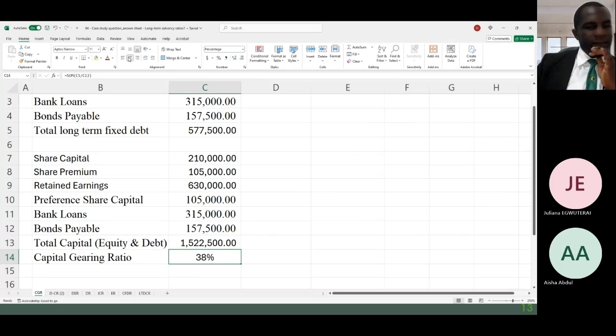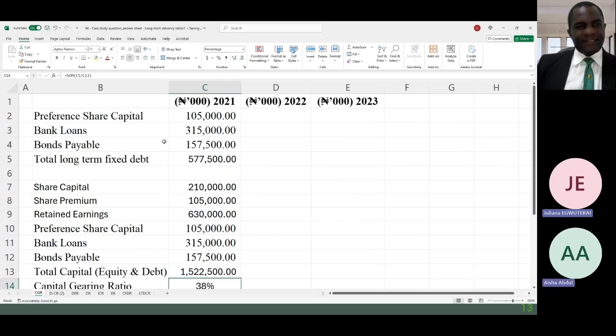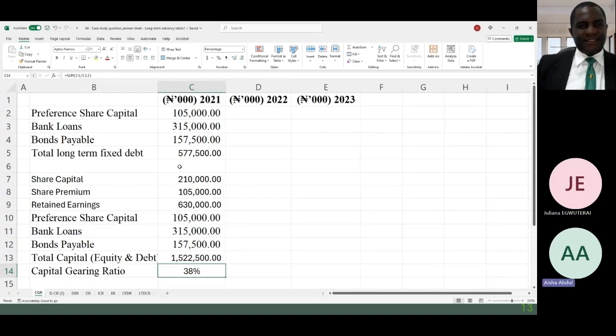So is it low or high in your opinion, or is it moderate? It's low. It's good. It's a good one. It's okay, it's low. Yeah, I agree too. So it's a good one. The company is in control of its debt.